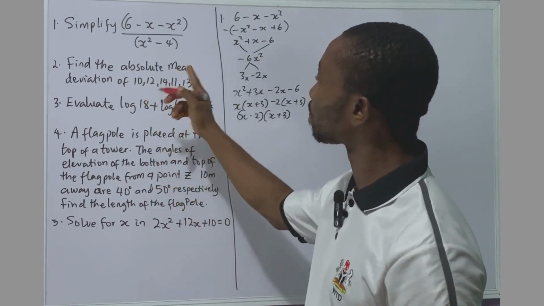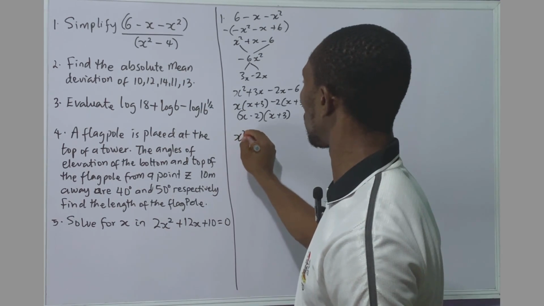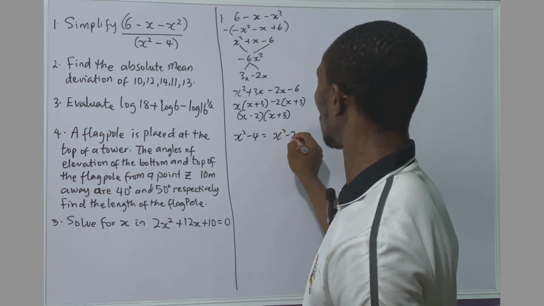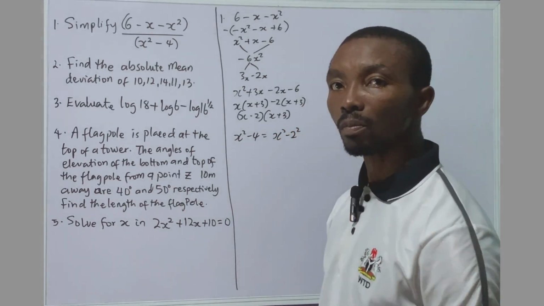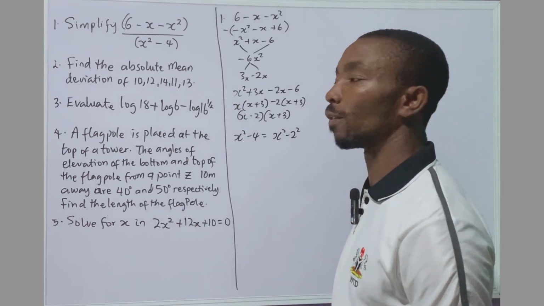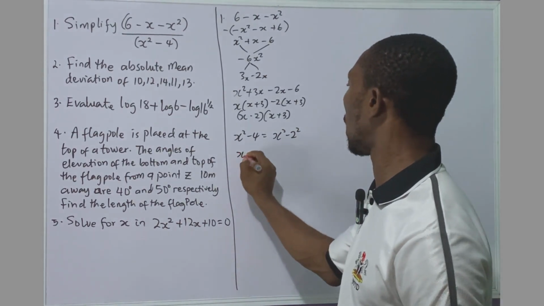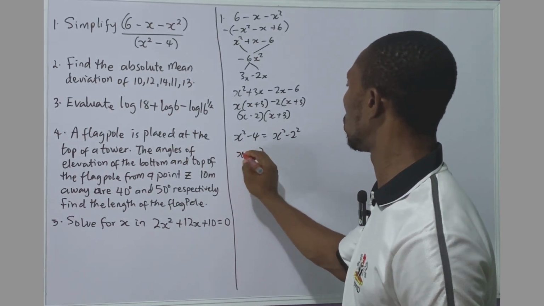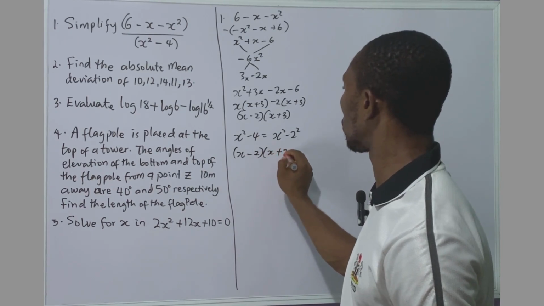Now for the denominator, where we have x squared minus 4, we can write it as x squared minus 2 squared. Applying the difference of two squares, this becomes (x minus 2)(x plus 2).